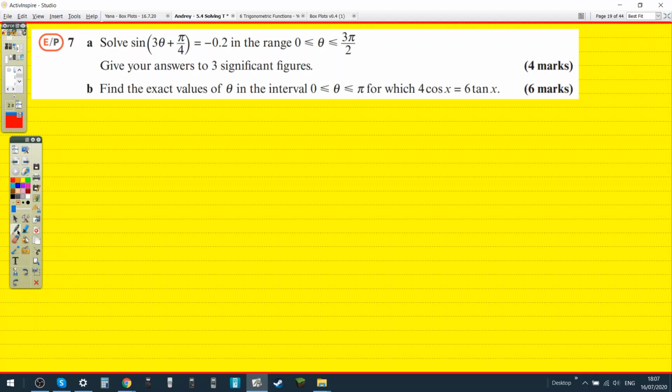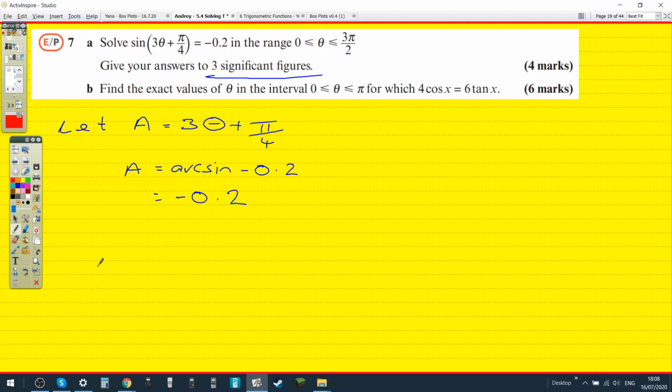I'm guessing I need to do something like let A be equal to 3 theta plus pi/4. And that will make your life much easier. And then do arc sine of minus 0.2. And that will be minus 0.2. Makes sense. 3 sig fig. It's minus 0.201. The first 0 has no significance, but this 0 has significance. That would be the difference between £201 and £21.